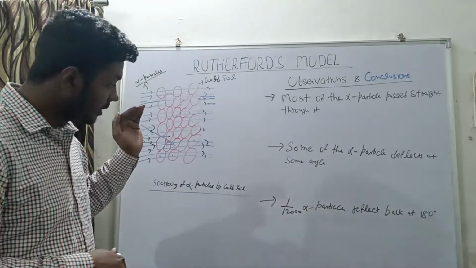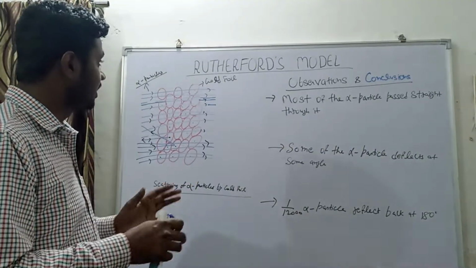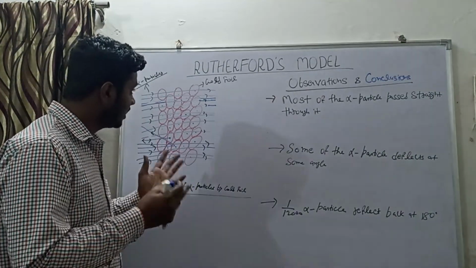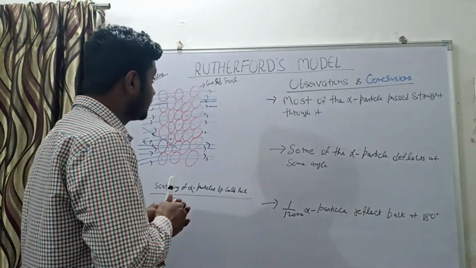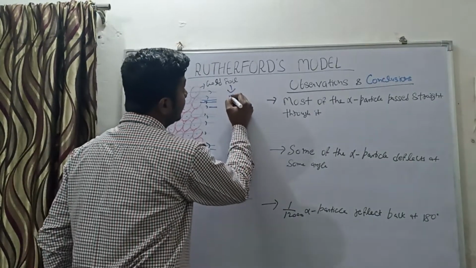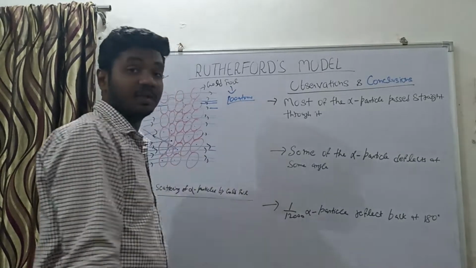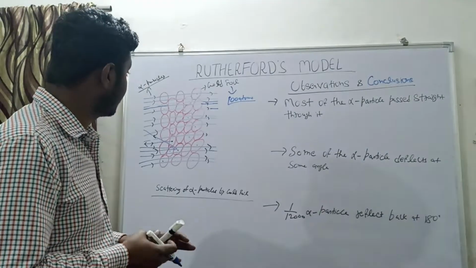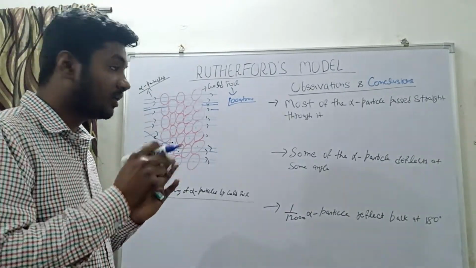In his experiment, he concluded and observed some things. He took a gold foil of 100 atom thickness to perform an experiment to see how atoms actually react, what their properties are, and how they're shaped.